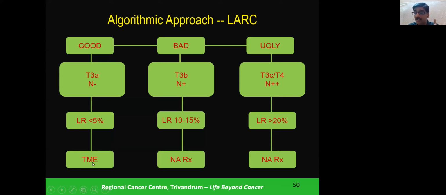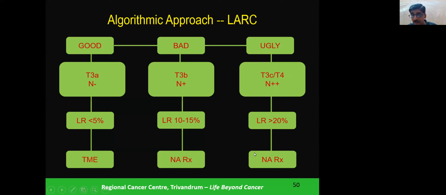But if it's a bad lesion, T3B, or node positive, if you operate, the recurrence rate is around 10 to 15%. So you have to give some sort of neoadjuvant treatment. If it's an ugly lesion, T3, T4, and extensive nodal disease, you cannot operate. If you operate, you will end up with a recurrence rate of 20%. Again, this patient also would need neoadjuvant treatment. So how will you differentiate between these 2 groups? I'll tell you.